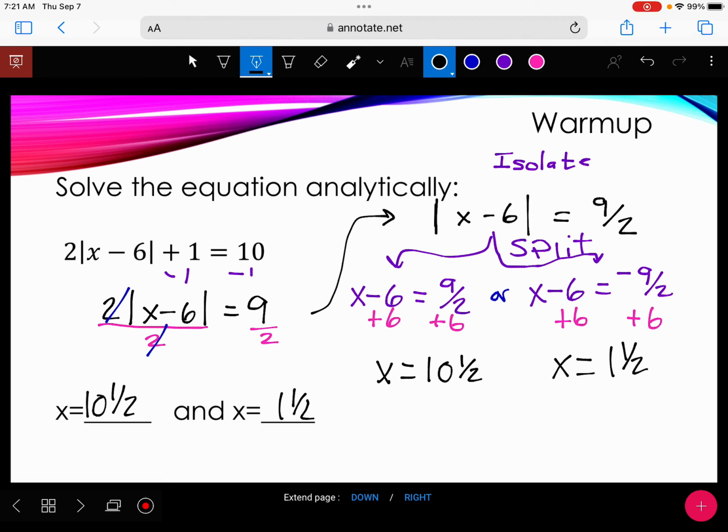You also should put those back in and check them. Make sure they are not extraneous. In this case, they do both work.